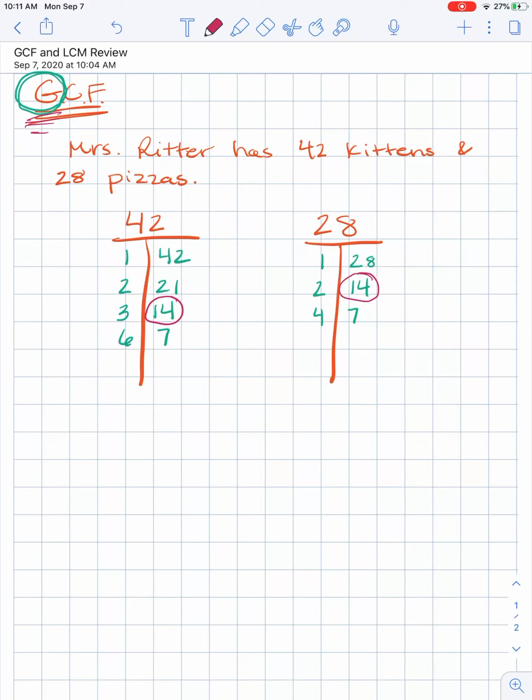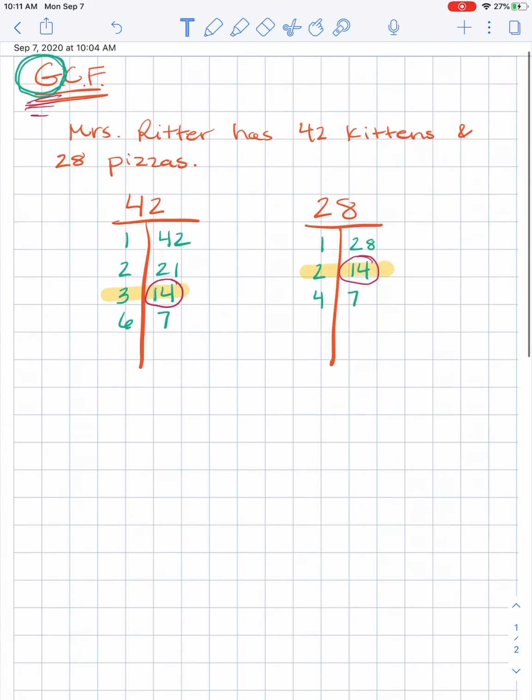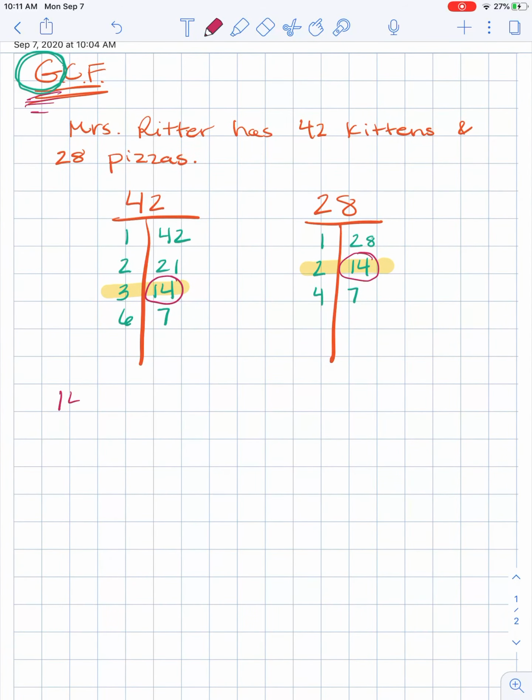So what does that tell us? Well, we're going to have to look at these factor pairs, right? We said that we could do 3 times 14 to get to 42 and 2 times 14 to get to 28. So that means I can make 14 gift baskets and each one will have, and again, we're looking at those factor pairs, 3 kittens and 2 pizzas.